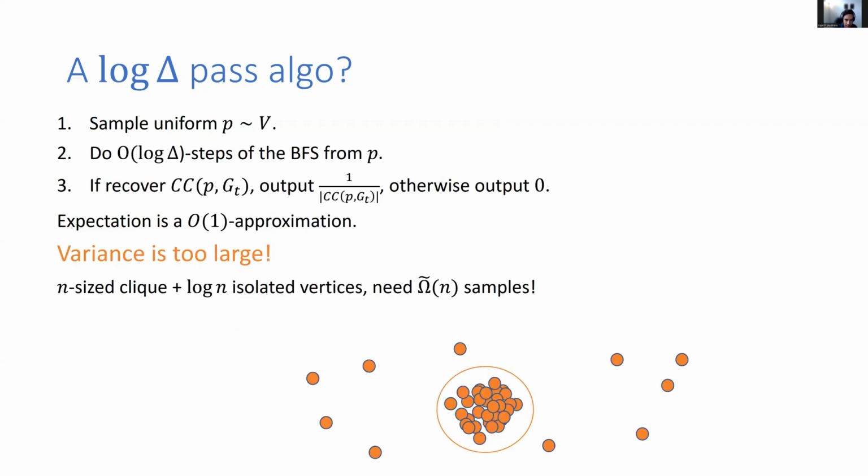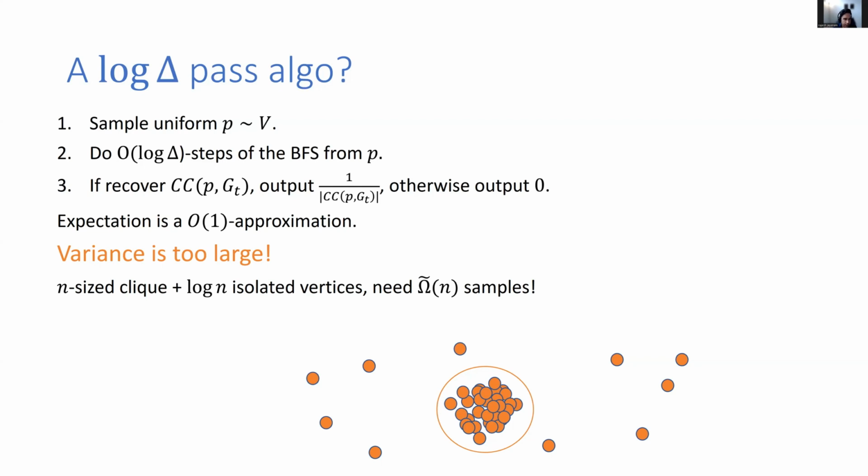So what is the issue? Well, of course, expectation is not enough. The variance of this estimator is quite large. And that's very easy to see. So for example, you can imagine that my graph G_t, my threshold graph, consisted of a lot of points that are very close to each other. Let's say n points that are all in a clique, plus log n vertices that are isolated. They are their own connected component.